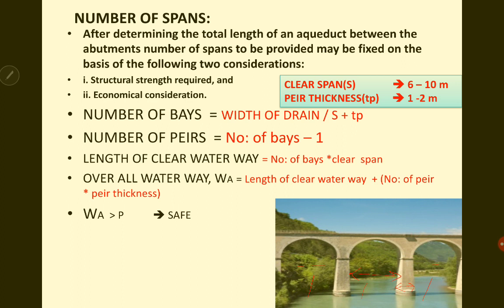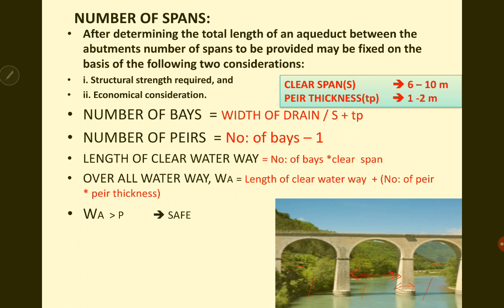The next step is to find the number of piers. The number of piers will be the number of bays minus 1. Here you can see there are 3 bays and you have 2 piers. So the number of bays minus 1 will give you the number of piers. The next step is to find the length of the clear waterway. Length of the clear waterway is equal to number of bays into clear span. Clear span means this one. This is the clear span. So that is what we assumed, right?